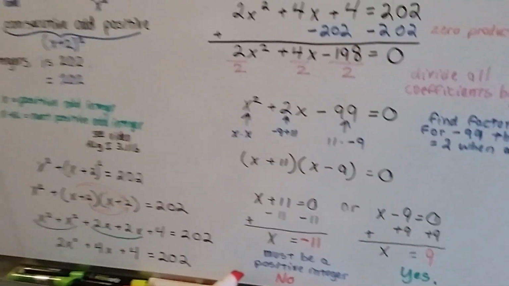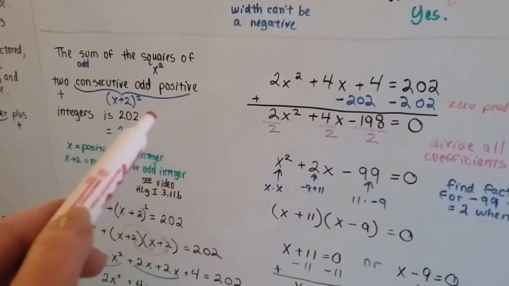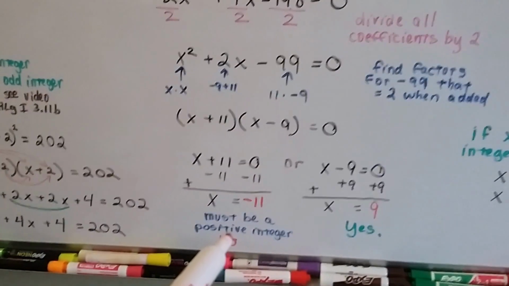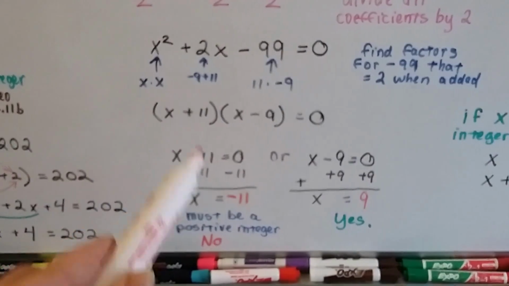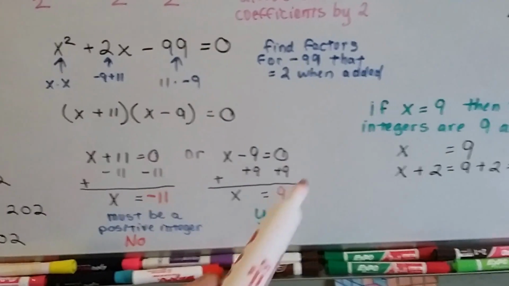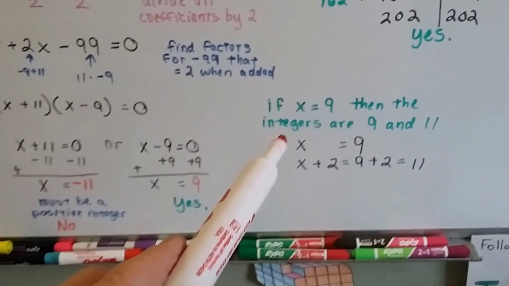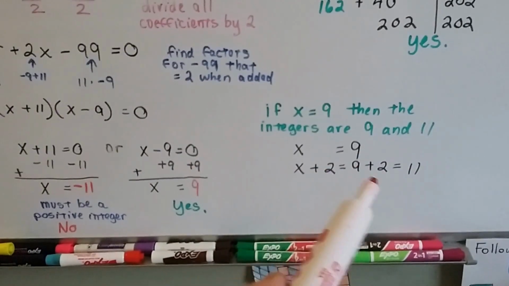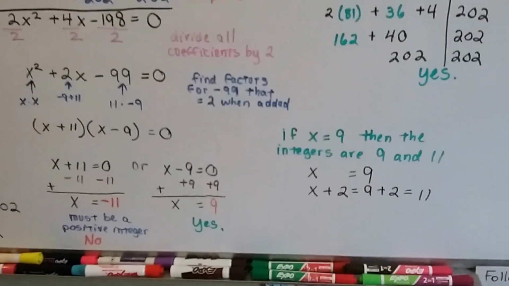Well, it told us in the problem that they were consecutive odd positive integers. So can it be a negative 11? No, it has to be a positive integer. So it's not this one. How about 9? Yeah, if x is a 9, then the integers are 9 and 11 because we have x as 9, and then x plus 2 would be 9 plus 2. So 9 and 11 would be our answers, okay?